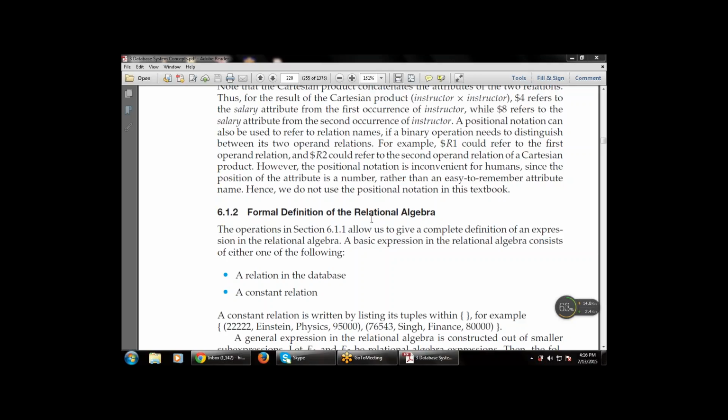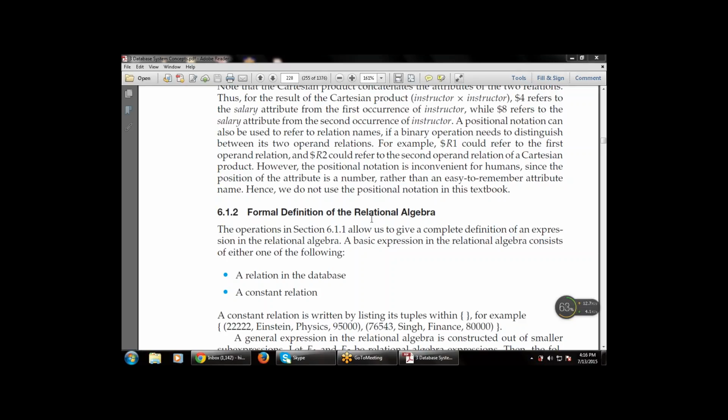Today I am going to continue with the same module, database design concepts, and the same chapter, chapter number 9, the relational query languages. In the last class we discussed the various operations performed in relational algebra, as well as the formal definition of relational algebra.